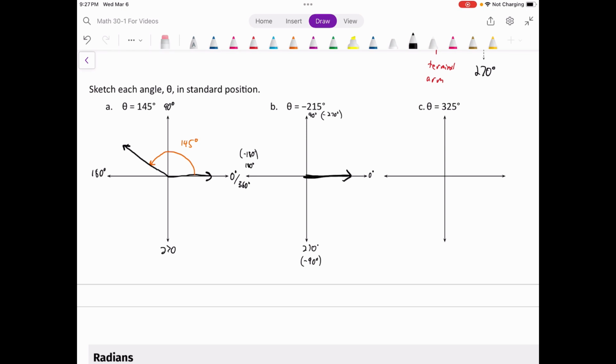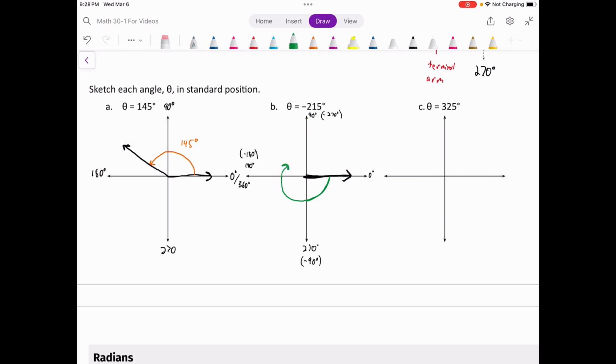Okay, there's my initial arm. If I start rotating in the negative direction, well, I've just gone through 90 degrees there, right? That's negative 90 degrees in standard position. So I need to go past negative 180, but not quite all the way to negative 270, right? In fact, I only want to go 35 degrees past negative 180.